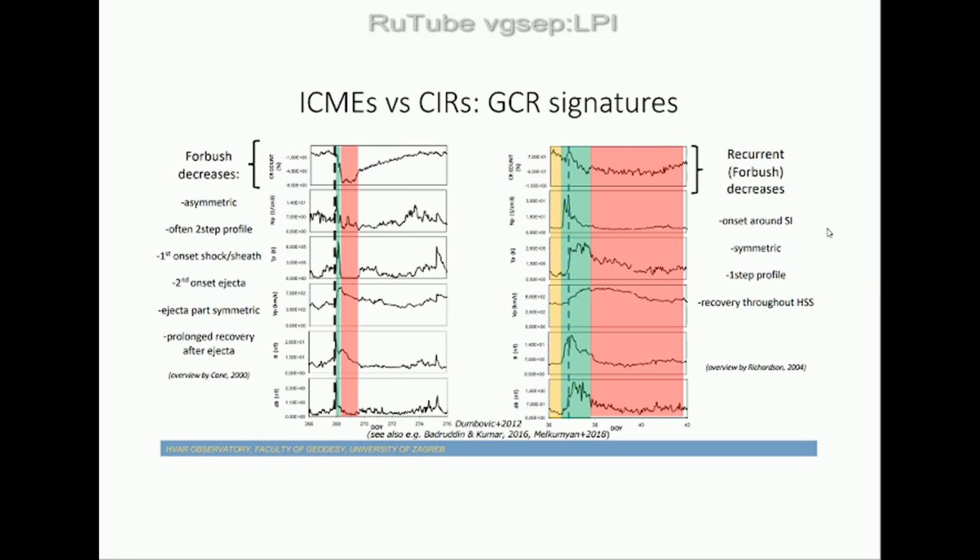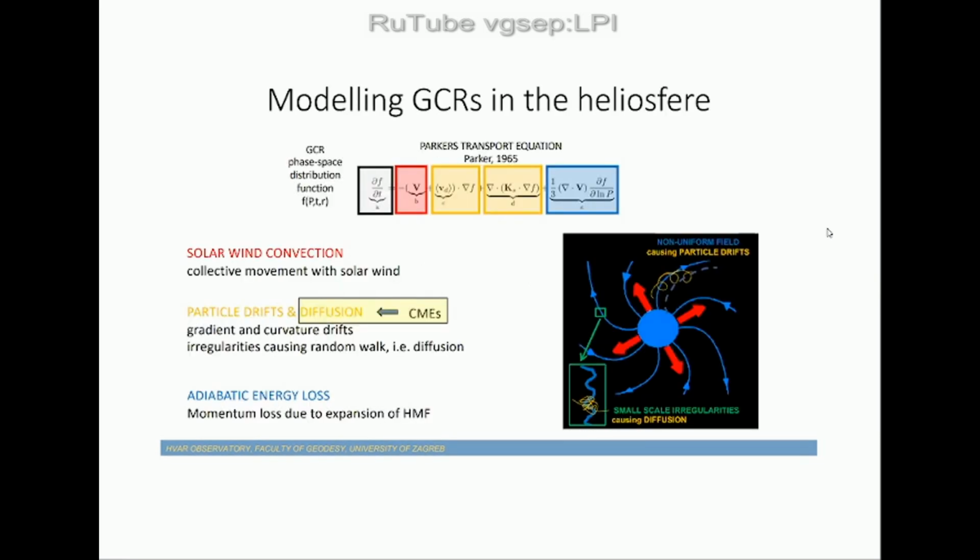If you want to model this, and we do want to model this, right? You have to start, of course, with the transport equation. Typically, the transport of GCRs in the heliosphere is described by the Parker equation.